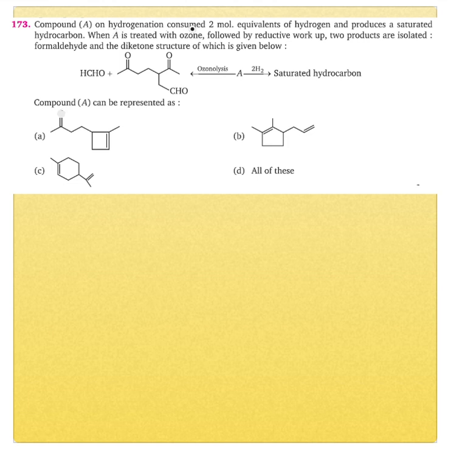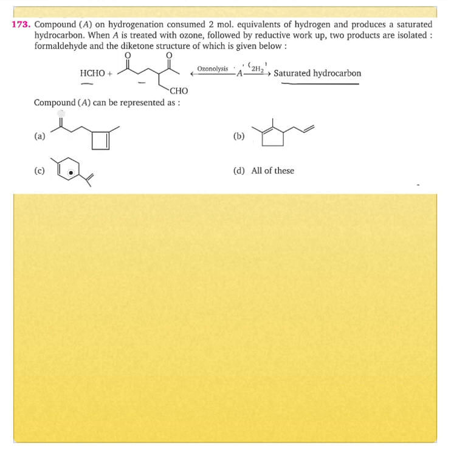Compound A on hydrogenation consumes 2 mole equivalents of hydrogen to form a saturated hydrocarbon. When A is treated with ozone followed by reductive workup, two products are formed. One is formaldehyde, the other one is a diketone. What is compound A?